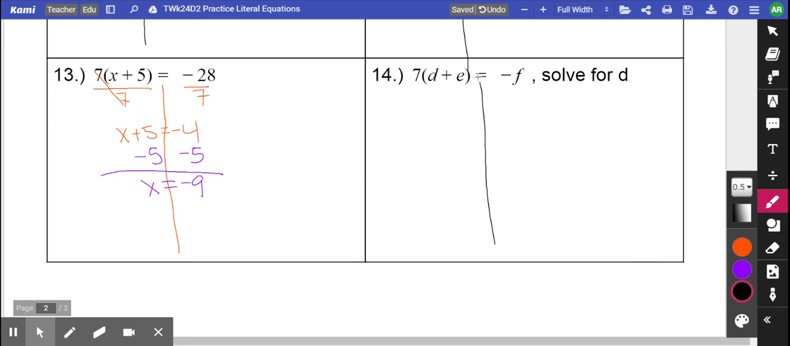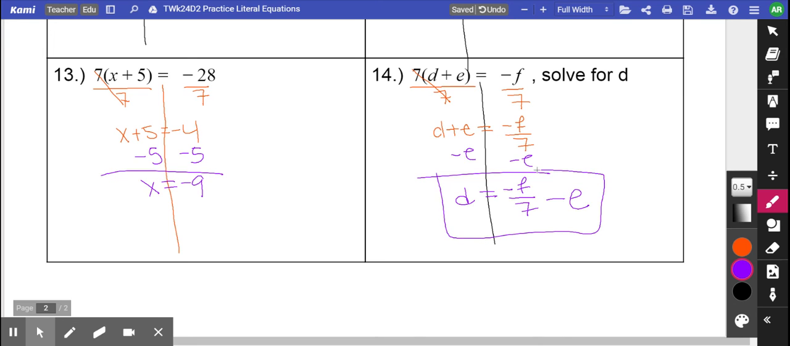Now we have 7 times d plus e equals negative f. Same steps. I'm going to do the same steps. This 7 is being multiplied to this group, so I'm going to divide that 7 away first. Now, when you get rid of something that's outside of the group, you can drop the parentheses. So now we just have d plus e equals negative f over 7. Write it how you say it. We subtracted 5 for 13, so I'm going to subtract away that e. This leaves me with d equals, write it how you say it, negative f over 7 minus e. Okay? All right.